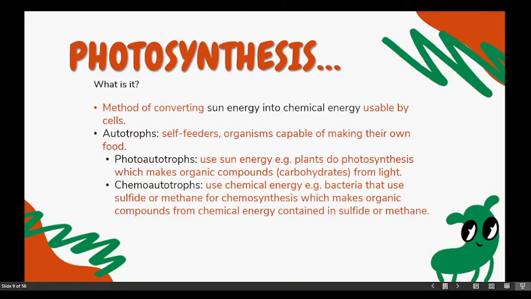The photoautotrophs, which use sun energy like plants that do photosynthesis, which makes organic compounds such as carbohydrates that are sugars from light. Also, we have chemoautotrophs, which use chemical energy like bacteria that use sulfide or methane for chemosynthesis, which makes organic compounds from chemical energy contained in sulfide or methane. So, in our topic, we will be focusing on photoautotrophs, okay, those that use light energy.